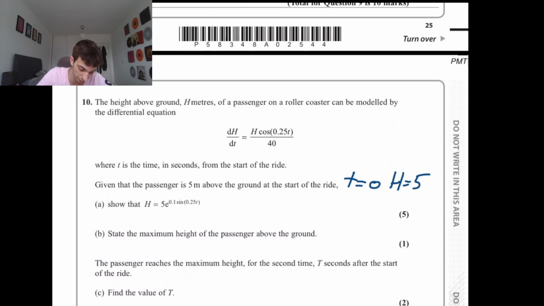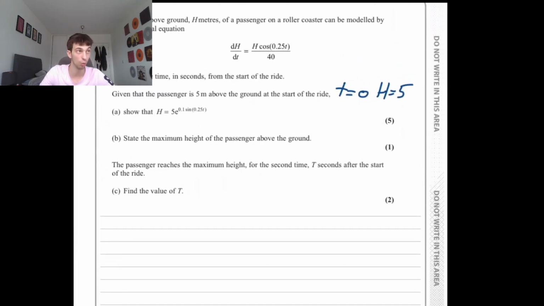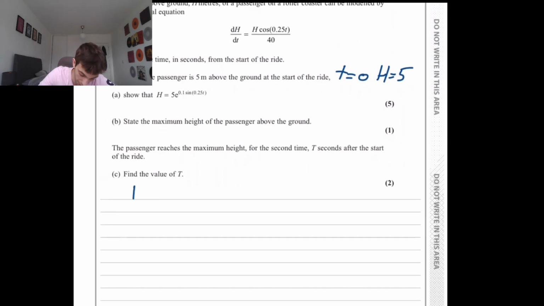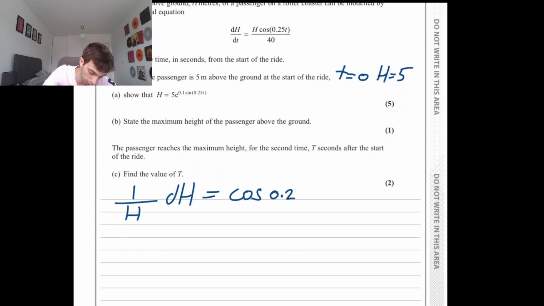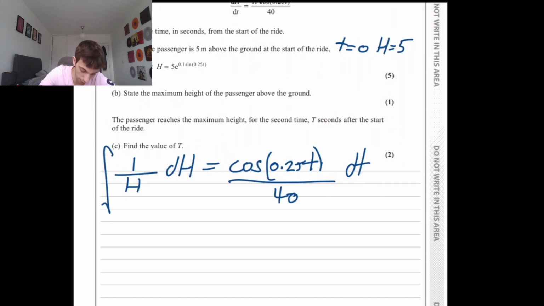Show that h equals 5 times e to the 0.1 sin(0.25t). So we're going to have to solve this differential equation. What do we know when solving differential equations? All of our h's must be on one side, all of our t's on the other. In this case, we're going to divide over by h. So we have 1 over h dh equals, then multiply over by dt, cos(0.25t)/40, and we're integrating with respect to t. So we multiply over by dt. All we have to do now is integrate both sides.